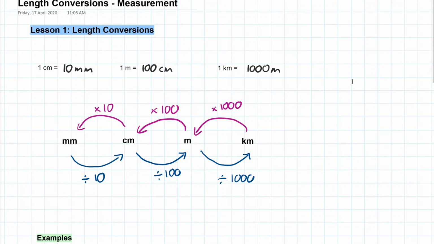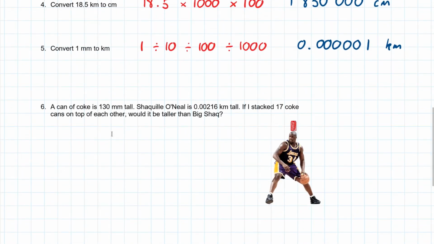All right, finishing off with our last example, we have a can of Coke is 130 millimeters tall. Actually measured one in my house, it's pretty accurate. Shaquille O'Neal from Google is 0.00216 kilometers tall. Okay, so typically you don't measure people in kilometers, that's why it's a bit of a weird question, but if I stacked 17 Coke cans on top of each other, would it be taller than the Big Shaq? Okay, so if a can of Coke is 130 mils, Shaquille O'Neal is 0.00216 kilometers tall. If we had 17 Coke cans, would it be taller than 0.00216 kilometers?